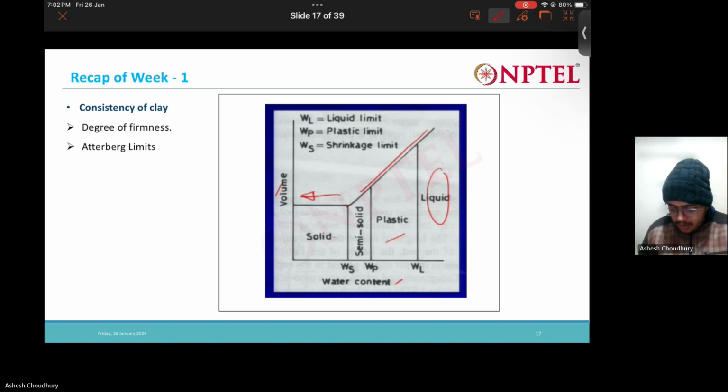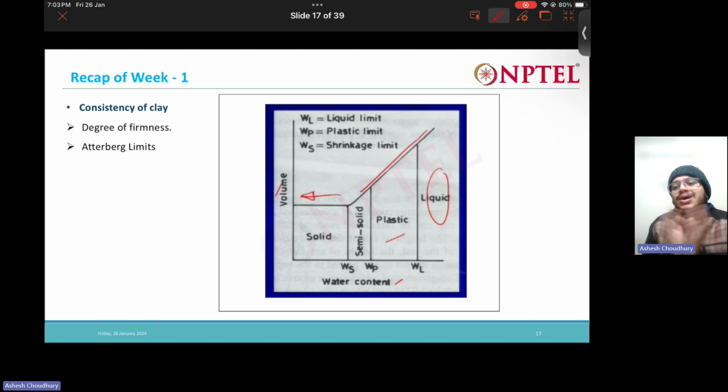Now, these clays have to be defined with the help of some more parameters. Those parameters we will see here in the topic consistency of clays. What do you mean by consistency? Consistency is nothing but the degree of firmness, that is, how soft or how hard the soil is.